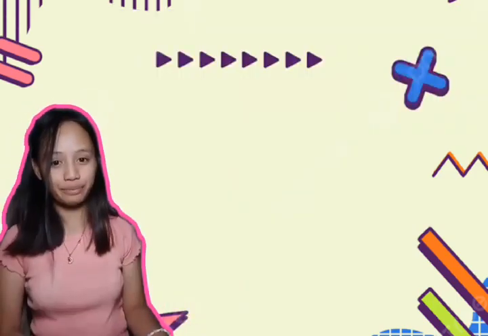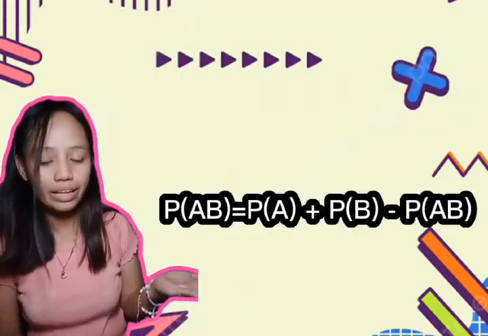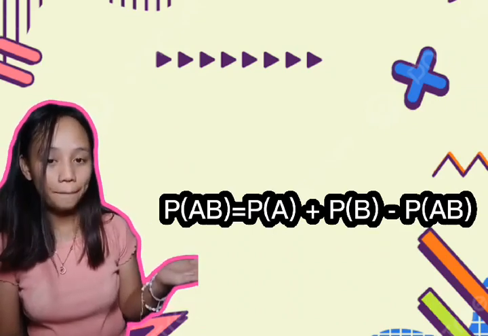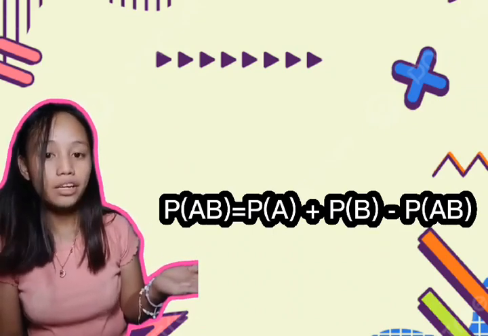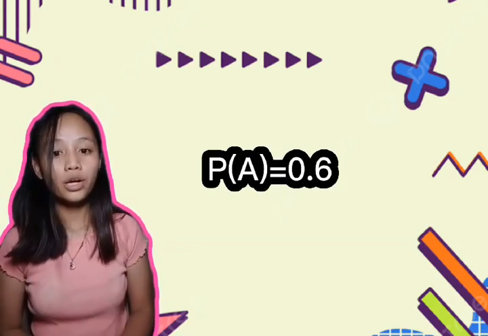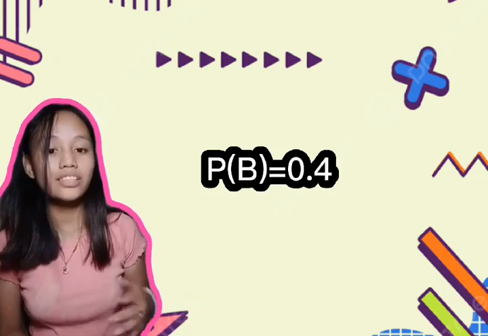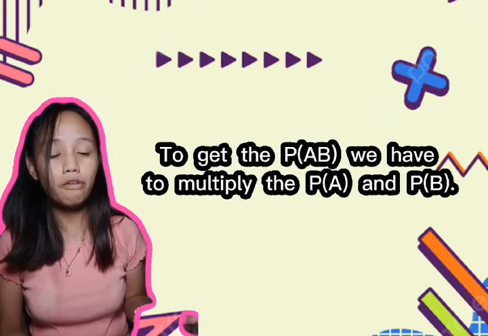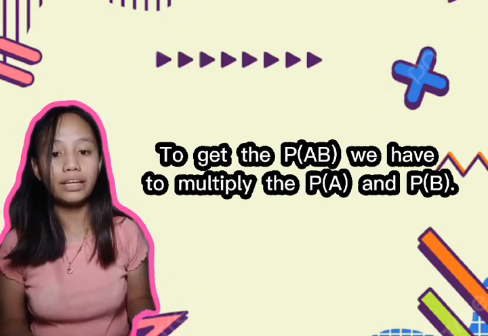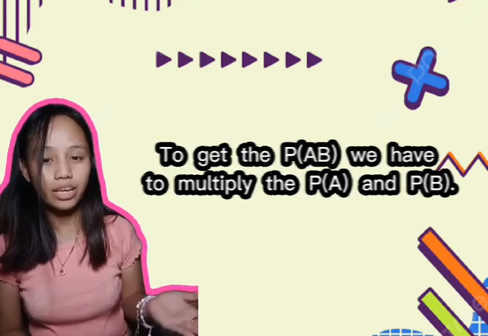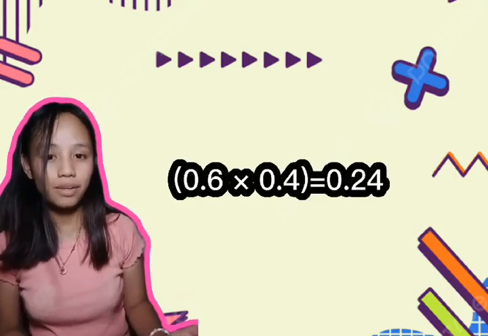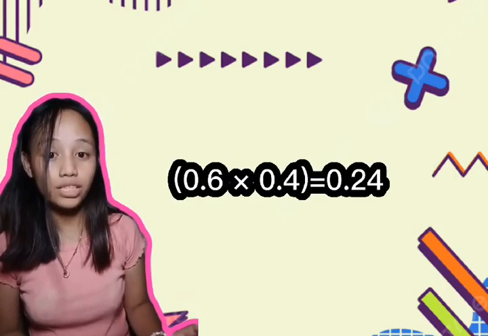So here's our formula. P of A or B equals P of A plus P of B minus P of A and B. So our P of A is 0.6 because we're using decimals, and then our P of B is 0.4. To get the P of A and B, we have to multiply the P of A and P of B. So 0.6 times 0.4 is equal to 0.24. So we already have the P of A and B.